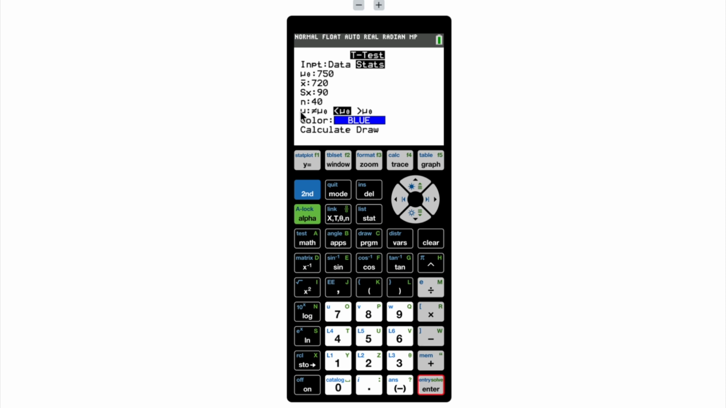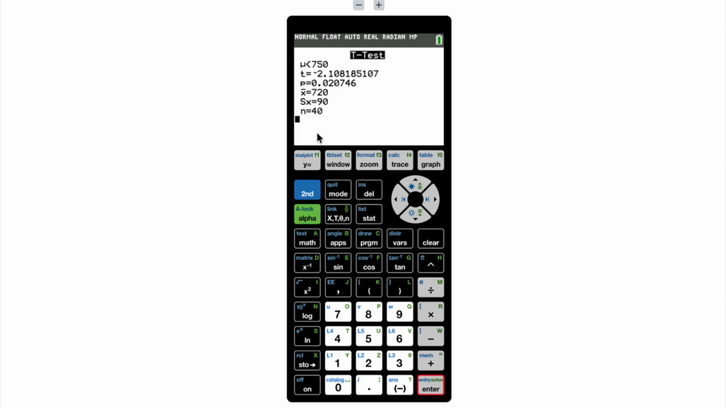Next, we choose mu less than mu0. Press enter to highlight it. We choose this because our alternative hypothesis says the population mean is less than 750. A good rule to remember is that the symbol you choose on the calculator should always match the alternative hypothesis you wrote in step 1. Once everything looks correct, highlight calculate and press enter.